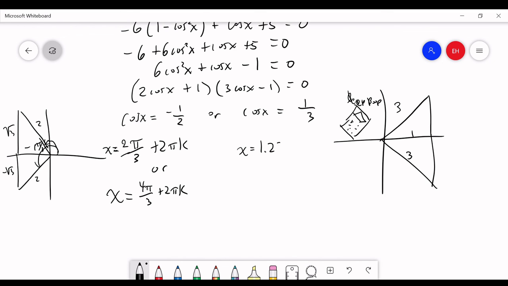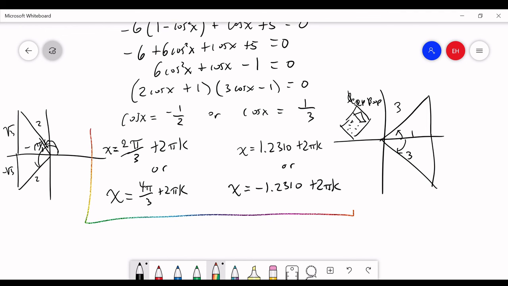Okay, the other factor says cos x is equal to 1/3. That isn't one of our special triangles, so we got to use our calculator, inverse cosine of 1/3, and we get 1.23 radians is the reference angle in quadrant 1 plus 2 pi k rotations, or the negative version plus 2 pi k rotations. So I box it. Those are all my answers. And I am happy that I have finished the problem. And remember, k is an integer.